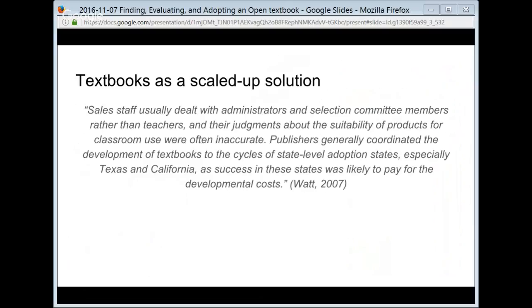Okay, I'm sorry. So anyway, the idea was that they wanted to get as many people adopting the same textbook as possible. They wanted to make it as scaled up as possible, which is kind of the opposite of what we do in the classroom. In the classroom, we like to take content and adapt it to our students. We want to make something that's very tailored to our students. But the textbook industry has always been aiming at the opposite of that.